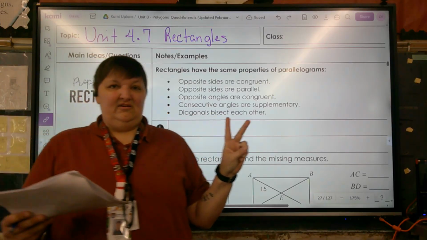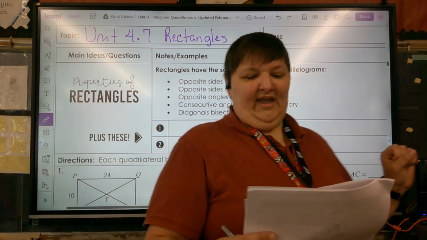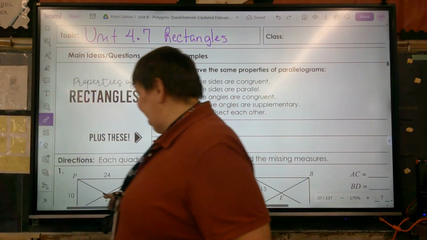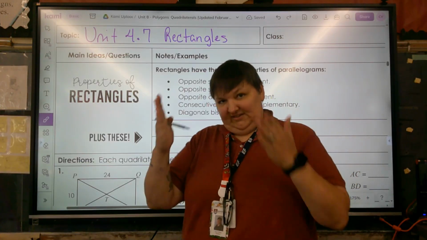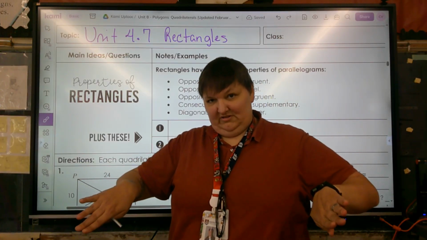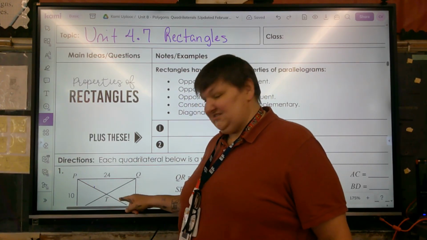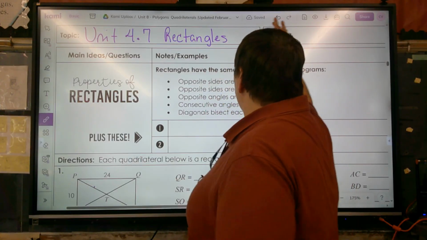So side-by-side angles have to total up to 180. And diagonals bisect each other. So if there's a diagonal line, they bisect. They cut it into 2 equal parts, right? So if this side is 7, this side is 7. If this side is 10, this side is 10, right?